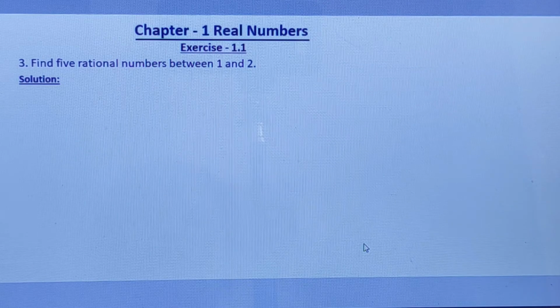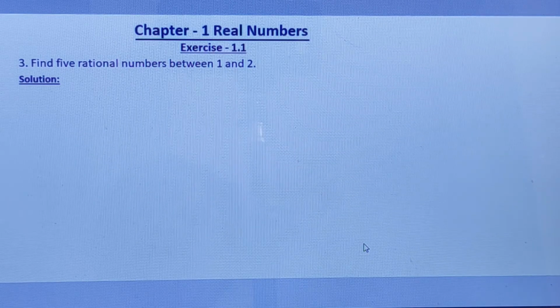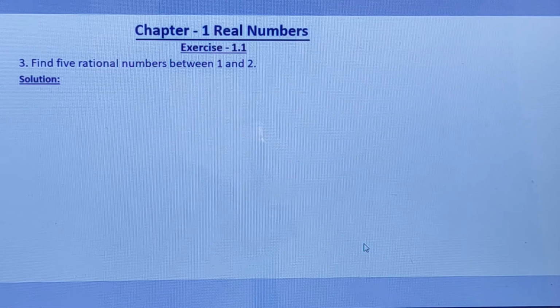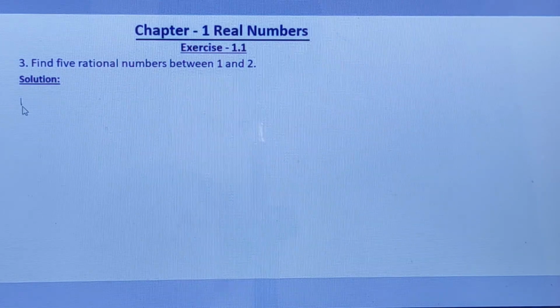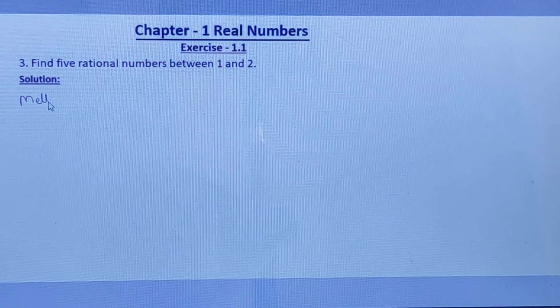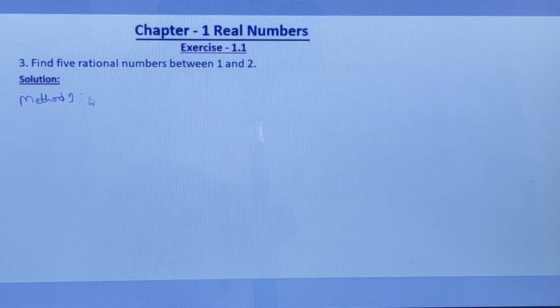Third question, find 5 rational numbers between 1 and 2. We have learned two methods. One is mean method and other is single step method. I will be doing both the methods. Method 1, mean method.